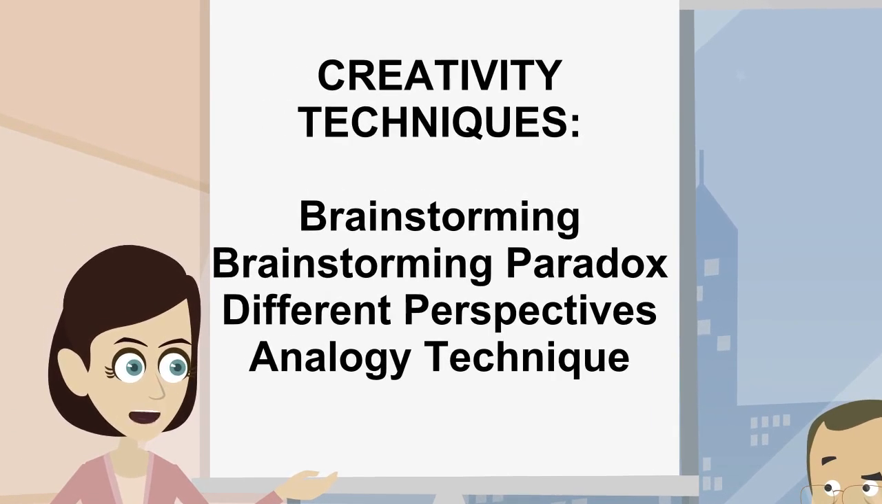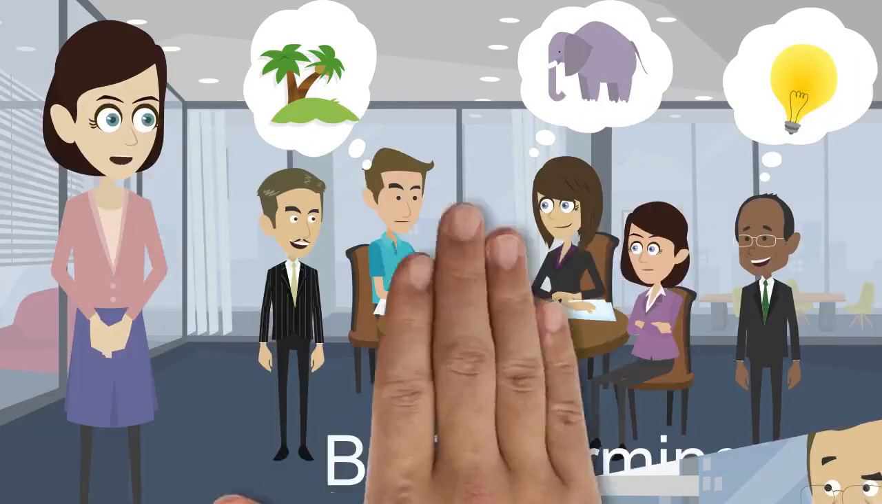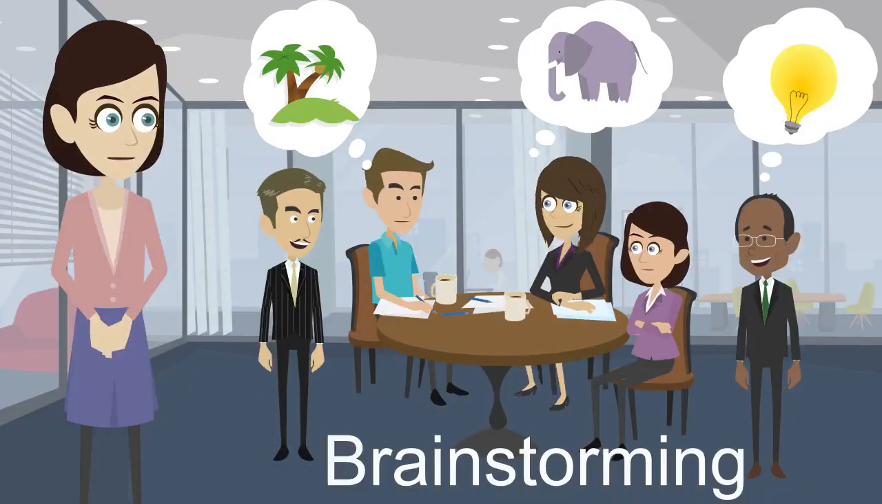Let's now look at 4 different creativity techniques: brainstorming, brainstorming paradox, change of perspective, analogy techniques. Brainstorming. This requirements elicitation technique is applied within a group format. It is best applied when you have a large group of stakeholders in the workshop at the same time.